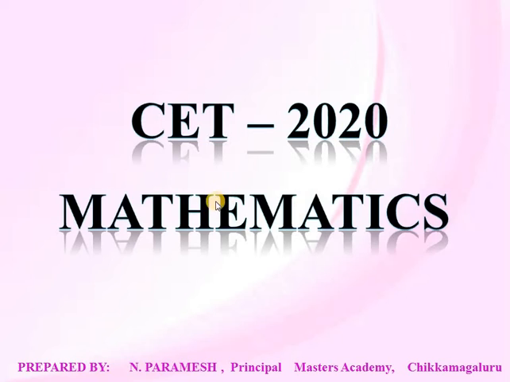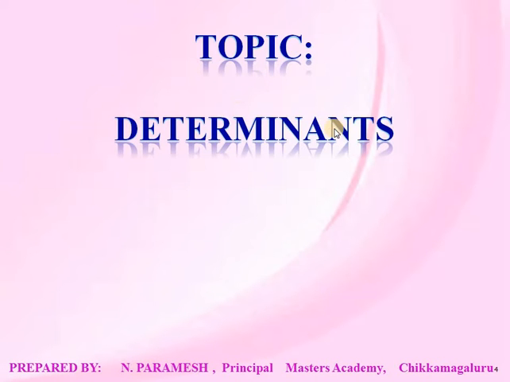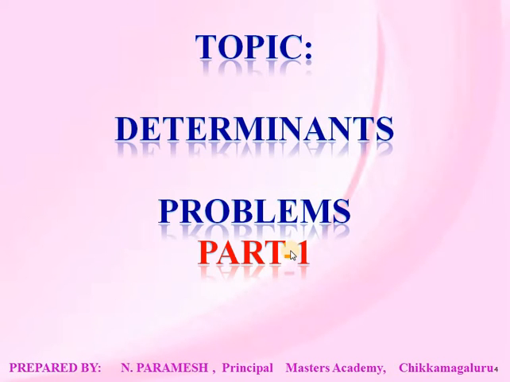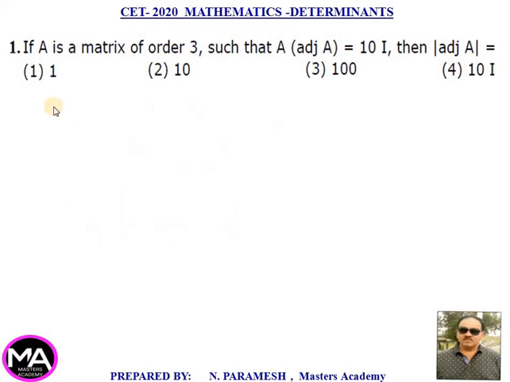CET 2020 Mathematics topic Determinants Problems Part 1 prepared by N. Parmesh. First question: if A is a matrix of order 3 such that A into adjoint A is equal to 10I, then determinant adjoint A is equal to, 4 options are given.